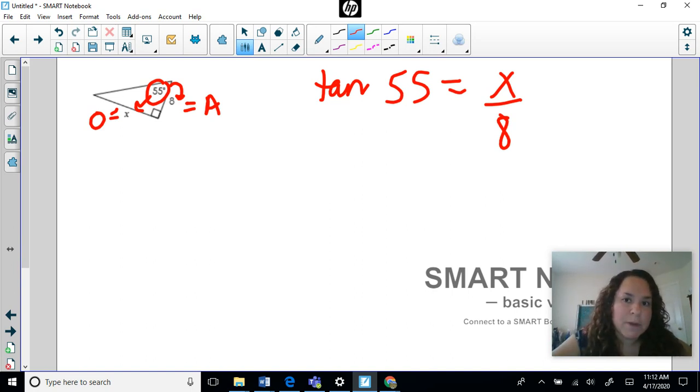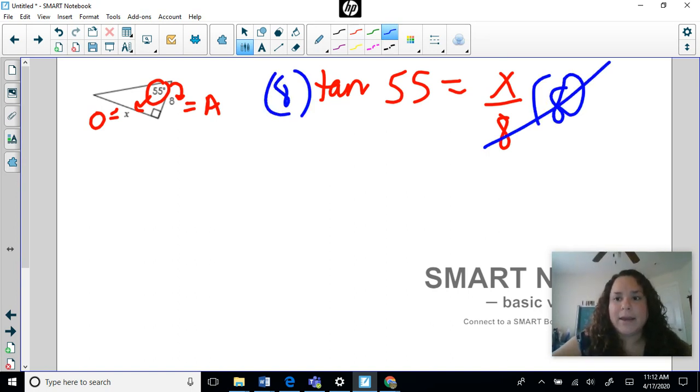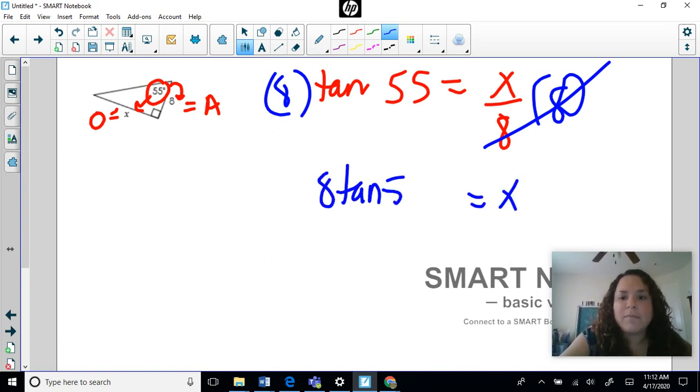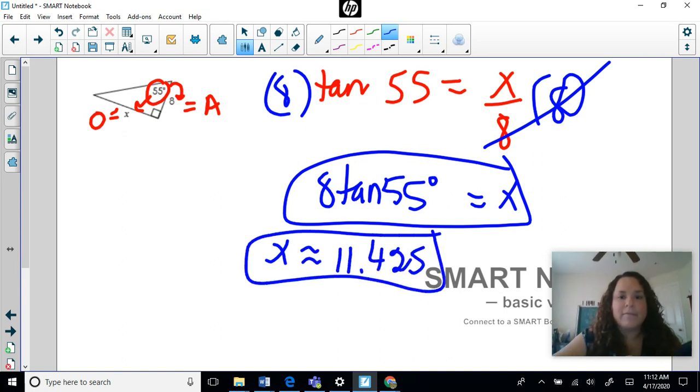Like before, x is being divided by a number, here specifically the number 8. So to get the x by itself, we're going to multiply both sides by 8. Okay, so let's do that. 8 and 8 simplify, we get x. Bring it down. We have 8 tan 55. Remember, if you don't have a calculator, I'll accept this as your final answer. If you do have a calculator, you can find the value. That value is approximately 11.425. Okay, there you go. Pretty simple. Let's try another example.